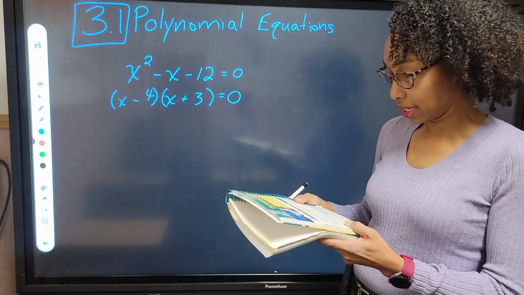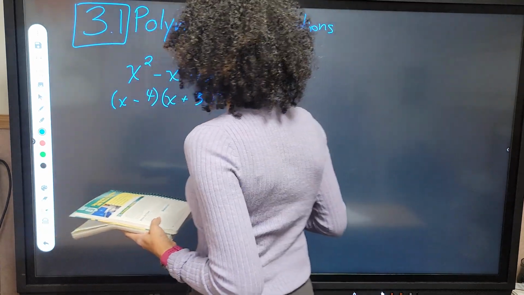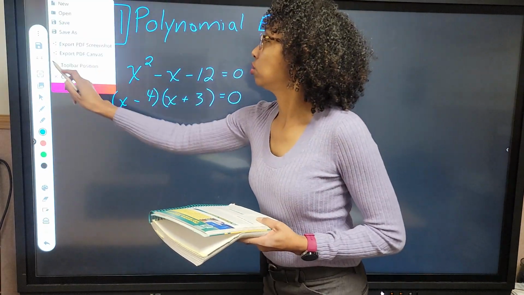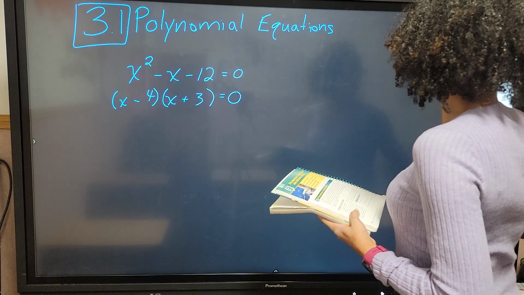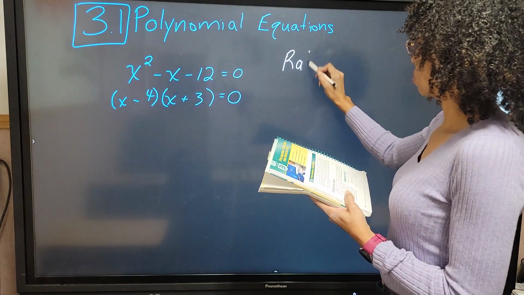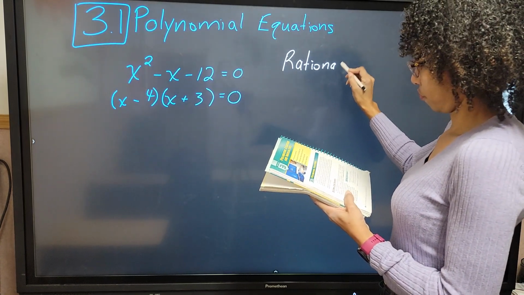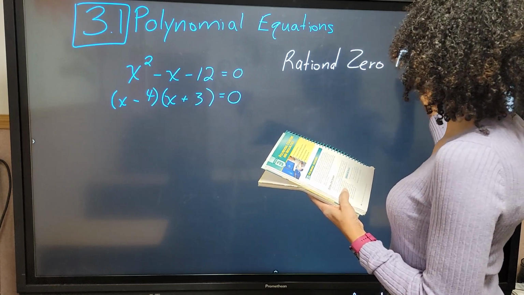on the bottom of page 118. And so it basically looks like this, and I'll move my toolbar over a little bit. And it shows us our rational zero theorem.